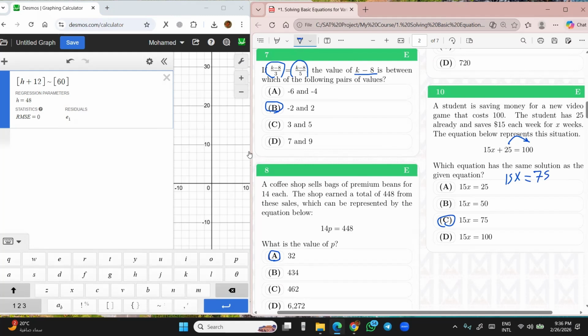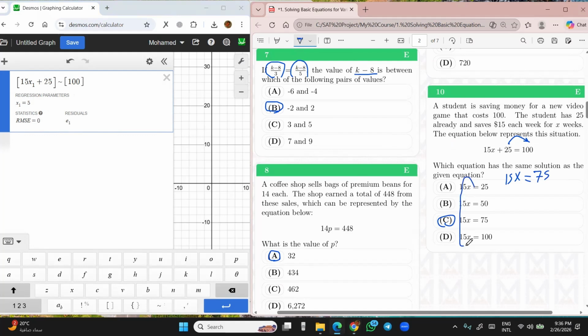You can also use Desmos for practicing. You can just write 15x plus 25, and here we write 100. But x, of course, should be written as x1. Once you finish that, you get x is equal to 5, but we do not stop at x. We need 15x to be equal to what?